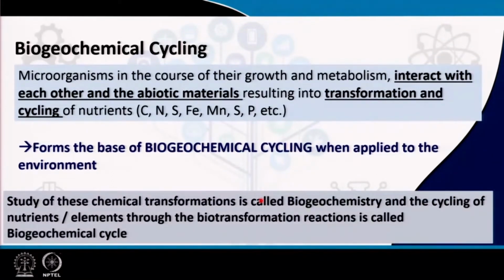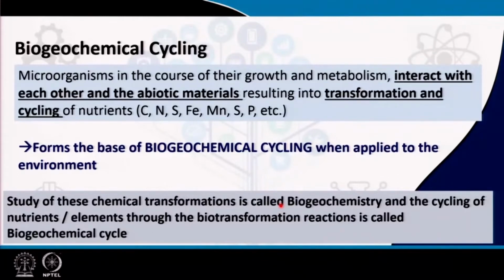Now, the study of these chemical transformations. Chemical transformation means that microorganisms, during their growth and metabolism, continuously transform different chemical species. For example, carbon dioxide is transformed to glucose or organic carbon, organic carbon is again oxidized to carbon dioxide, which is reduced to methane. These are all chemical transformations. The study of these chemical transformations is called biogeochemistry. There could be carbon biogeochemistry, and a biogeochemistry of all the nutrients, because often biogeochemical transformations are interconnected.